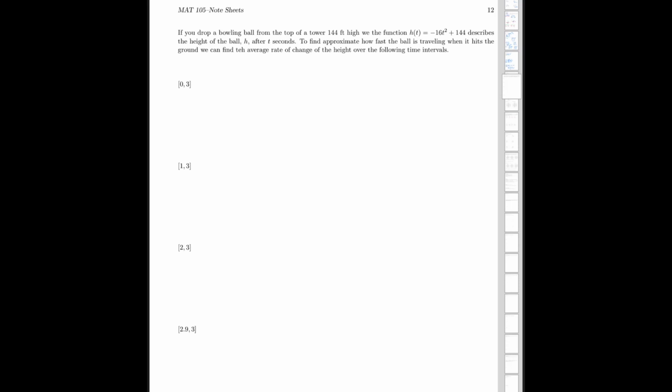So, if I want to find the average rate of change from 0 to 3, what I first have to do is find h of 0 and h of 3. So we just talked about how to do that, but plug those values into the function. So this would be negative 16 times 0 squared plus 144. And this one would be negative 16 times 3 squared plus 144. You can do those by hand or plug them in your calculator, but what you'll find is that the y value for the first one is 144 feet, and at time 3 we get 0 feet. So at time 0 we're 144 feet, and at time 3 we've hit the ground.